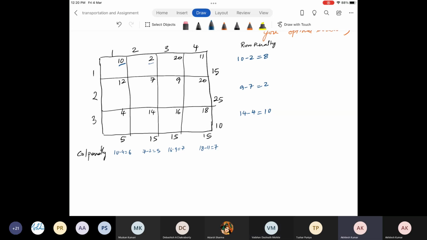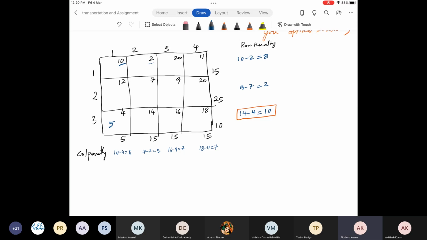Now, among these, identify the largest penalty among row and column. So which one is the largest penalty, guys? Row 3 has the largest penalty of 10. So once we have found the largest penalty row or column, we look for the smallest cost in that row or column. So what is the smallest cost in this row? 4.